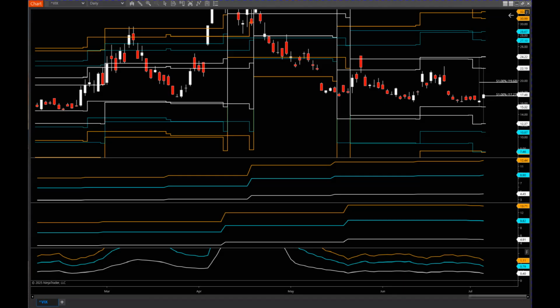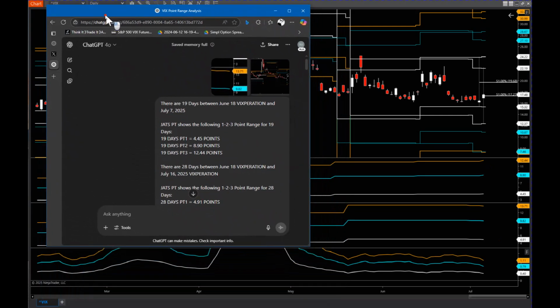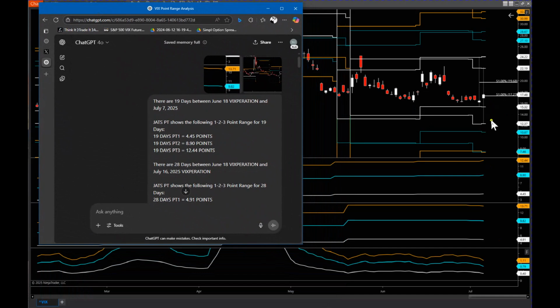We're going to do a point range analysis of VIX and go into the methodology of how you can use JATS-PT not only to draw levels on your chart, but point ranges as well, and how to use that on a term structure. So, what I have done is this is the daily VIX, and I've put a 19-day and a 28-day distribution on the chart.